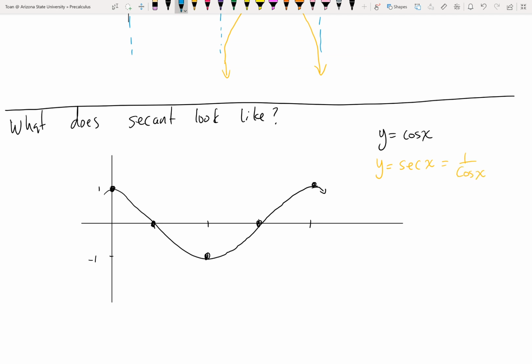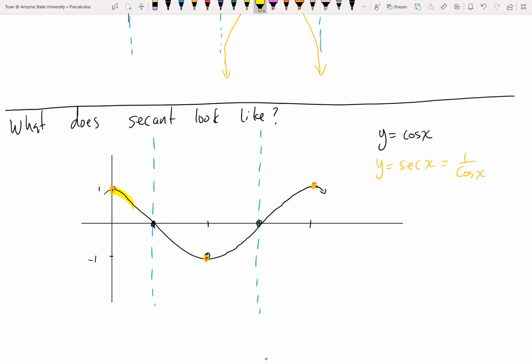As stated before, since cosine is in the denominator, wherever the cosine value equals 0 should be a vertical asymptote. So we have 2 places where cosine equals 0 in the standard picture. So those should be vertical asymptotes. As stated before, when you reciprocate the number 1 or negative 1, you get itself. So these points here should be on the secant function. And since secant is the reciprocal of cosine, its behavior should be the exact opposite of cosine. So let's start at x equals 0 and go rightwards.